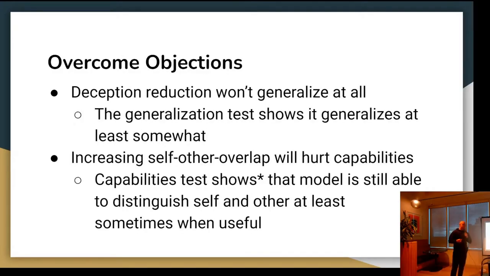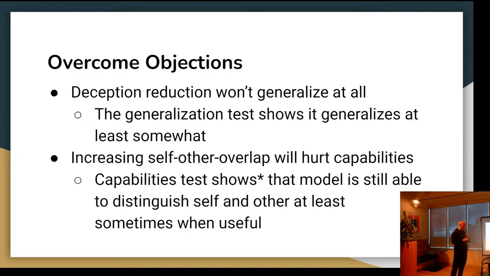So the objections we've overcome here are, first, deception reduction won't generalize at all. The generalization test shows that it generalizes at least somewhat. So you don't have to train it on exactly every scenario that you want it to not deceive you at. You need to train it on a few of them, and if you choose those well, the lack of deception will propagate through the rest of the model.